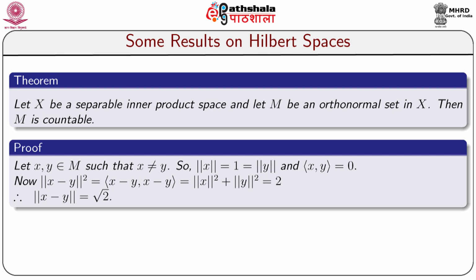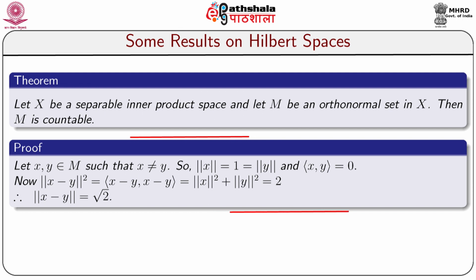Now let us take the proof of this theorem. Let x, y belong to M such that x is different from y. So norm of x equals 1, which is equal to norm of y, and inner product (x, y) is equal to 0. Now norm of x minus y whole square is equal to inner product (x minus y, x minus y), which is equal to norm of x square plus norm of y square.